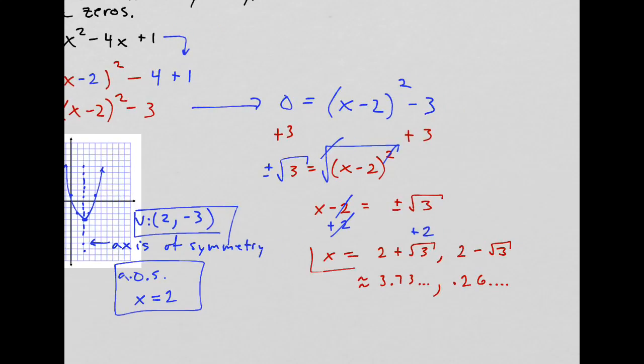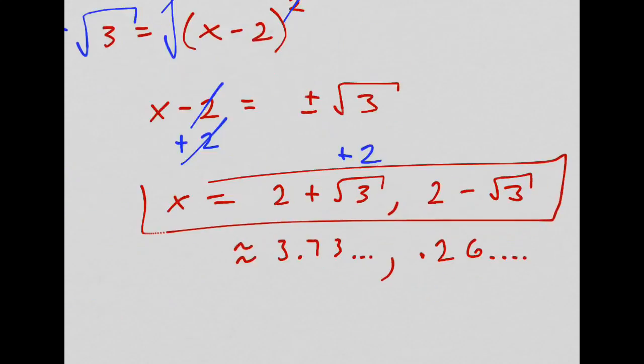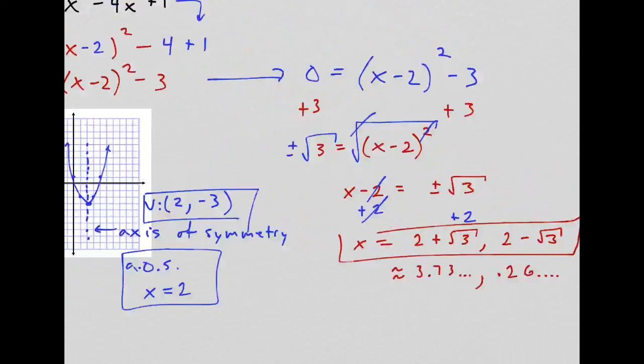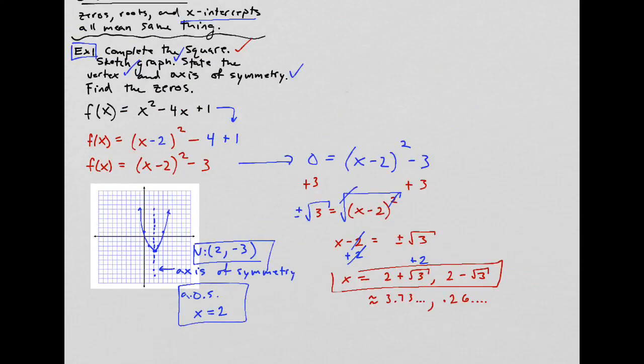But I would just leave it like this. I write them separately so you know that there's 2 answers. And that's it. That's the only thing that's new, really. And then the axis of symmetry, I feel like.